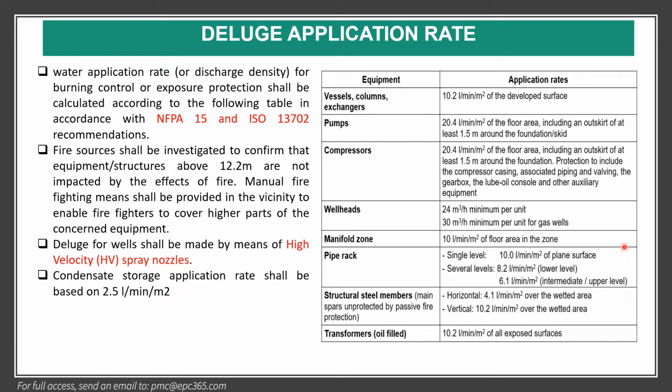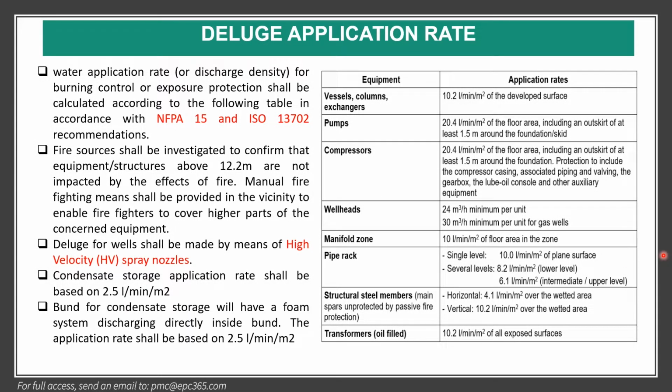For condensate storage, the application rate shall be based on 2.5 liters per minute per square meter. And finally, the bund area for condensate storage will have a foam system directly inside the bund, and it will be based on 2.5 liters per minute per square meter.